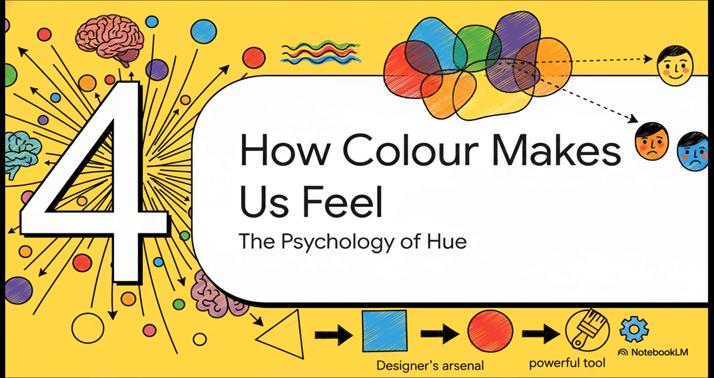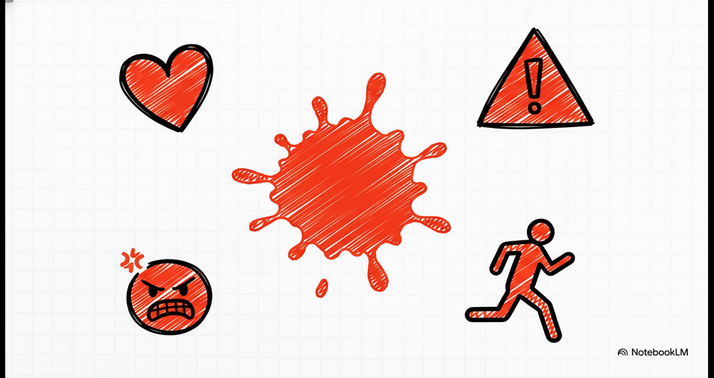Let's get to the really cool part, the magic. Why does the color red make us feel excited? Or blue make us feel so calm? This is the psychology of color, and it is one of the most powerful tools a designer has. Let's start with red. It's the color of stop signs and fire trucks for a reason. It grabs your attention like no other. It's physically stimulating. It represents our biggest, most intense emotions, from love and passion to rage and danger. Red is the color of action.